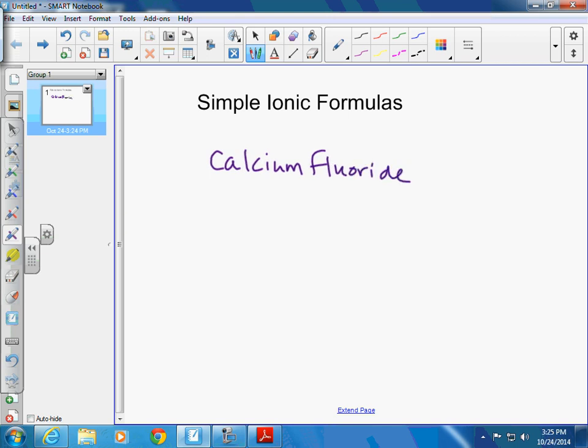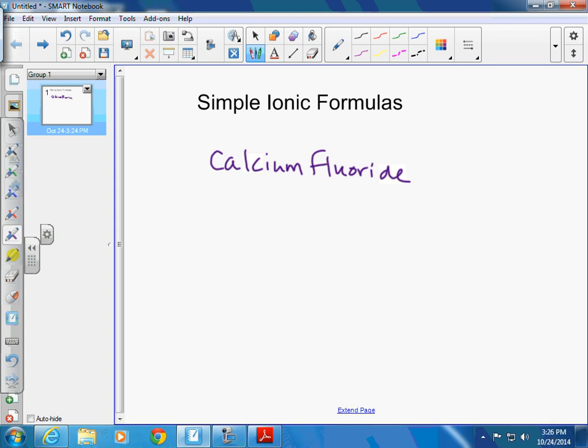You probably noticed from the first example that we looked at in the other video that ionic compound names do not use prefixes. So there's nothing in here that tells us how many calciums go with how many fluorides. But we can figure it out by looking at the electron configurations from the periodic table.